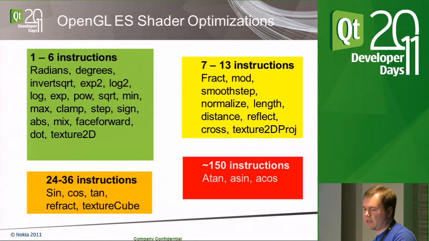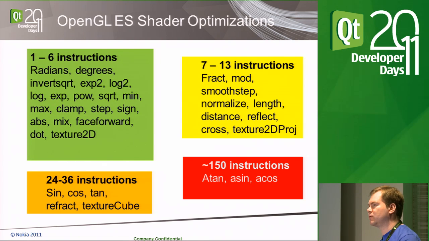And the third category here, marked with orange, is the trigonometry functions like sin and cosine and tangent, and those are not supported in the assembly level of the hardware.